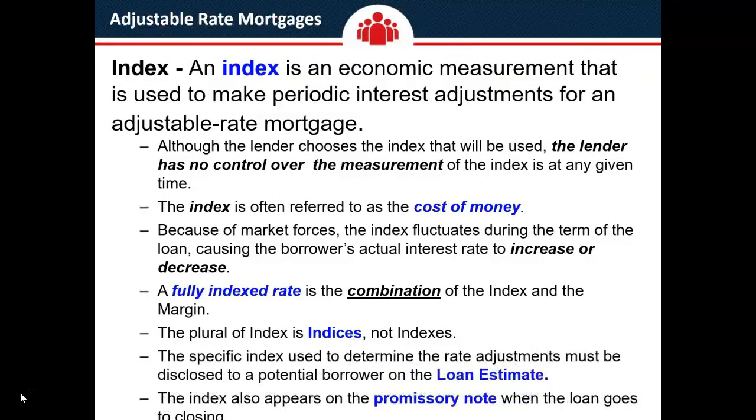The index is also shown on the loan estimate. They have to give the borrower what the index will be on the loan estimate, and the index also appears on the promissory note. So make note, there are two places where you will see the index specified: on the loan estimate, the LE, and on the promissory note.